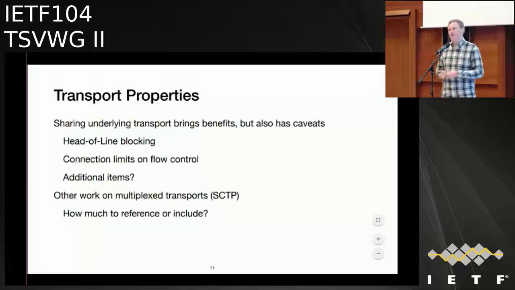I have an additional items bullet here, as there are probably other things that come up. I know we have a draft that we talked about previously, I think in Montreal, about encapsulating other things within TCP, and that hit upon some of the same concerns, now you're multiplexing multiple flows over a single underlying flow. So this may be somewhat of an extension of that conversation. We also had a question of how much we want to make this more generic to discuss how it applies to many other multiplexed transports like SCTP, et cetera. How much do you reference that, include it, talk about it?